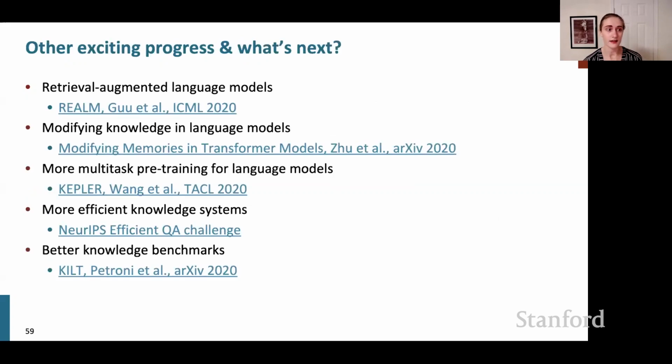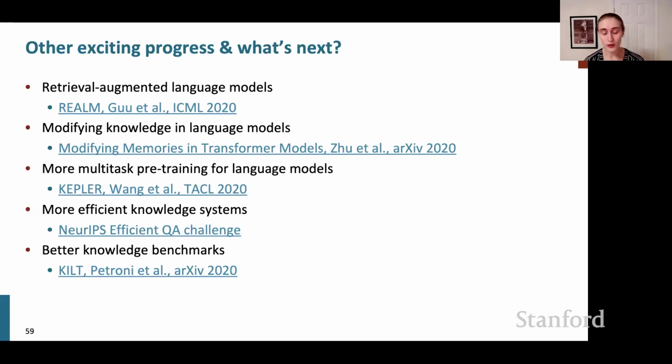So I just touched on the exciting work in this area, but there's many other directions if you want to dive more into this. So there's retrieval augmented language models, which learn knowledge retrievers to figure out what documents might be relevant for predicting the next word. There's work in modifying the knowledge in language models. So I talked about how this is one of the obstacles and challenges to using language models as knowledge bases. So there's been recent work in this area.